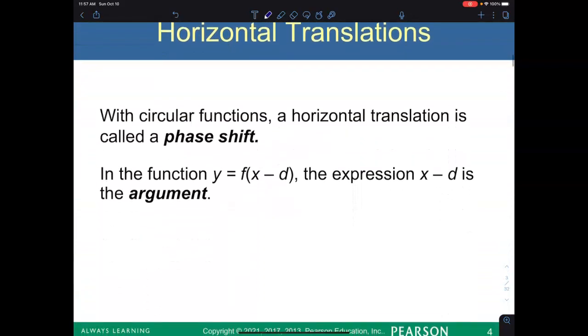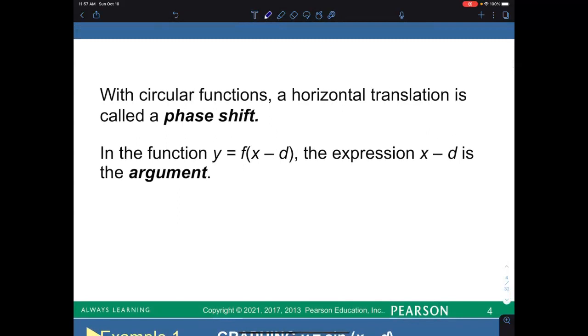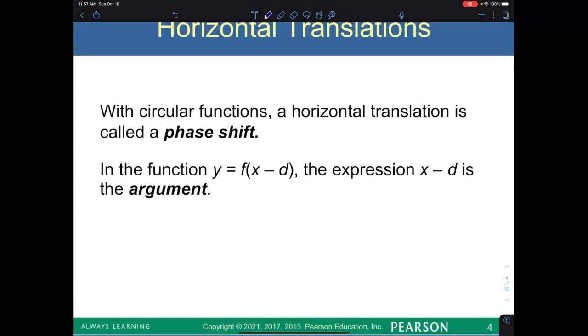So with circular functions, a horizontal translation is called a phase shift. And that's because, again, you're shifting what you might expect to be the beginning and the ending of a normal period. Because we have these phases or periods, you're shifting the starting and ending point of what you might normally have as your period.